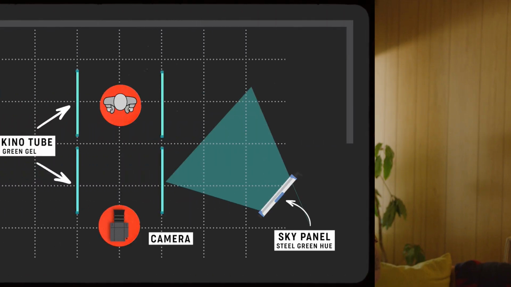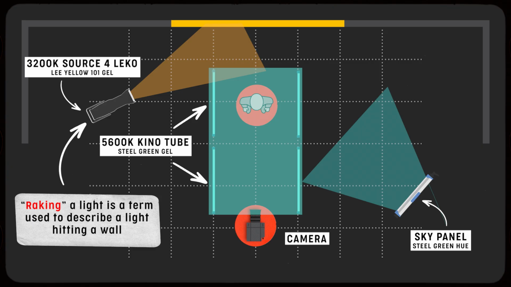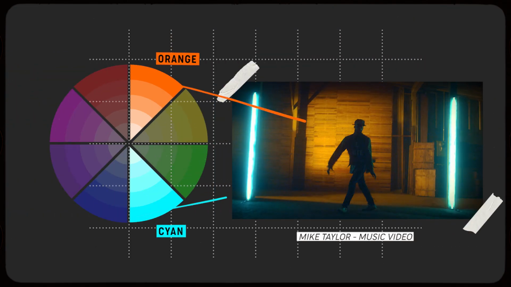So the foreground was all lit with this sort of cooler tone, and then we raked the back wall with the Source 4 Lico with like a Lee Yellow 101. And if you don't want to remember these gel names, all that you need to take away from this is the cool foreground key and the background hit with hard light, that was yellow. And in this instance, we had a warm and cool, and it really made this image stand out.